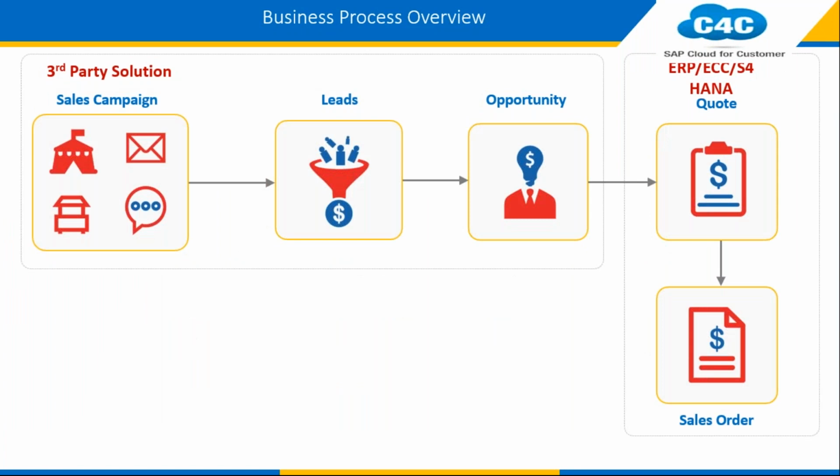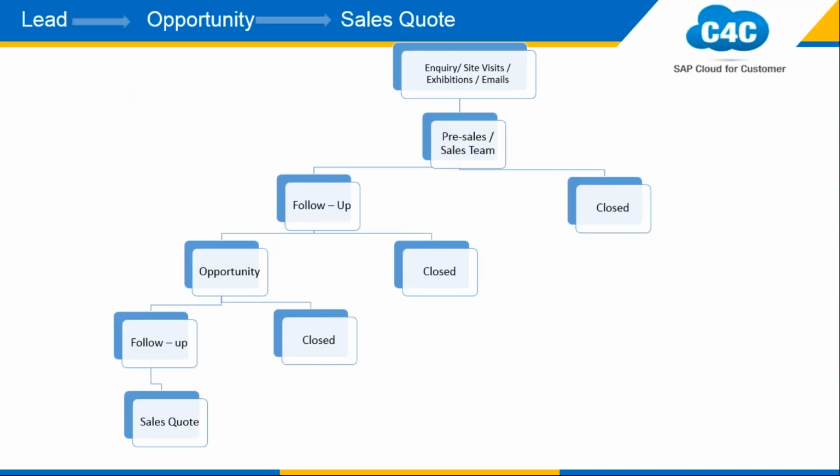This is the business process. Normally in every CRM, the business process is a campaign, then a lead, then opportunity, quotation, order. So this is how the sales business process normally happens. Quotation you can integrate with an ERP solution, ECC on HANA, S/4HANA, or a CRM system. You can integrate with those. Then you have lead, opportunity, and quotation features available.